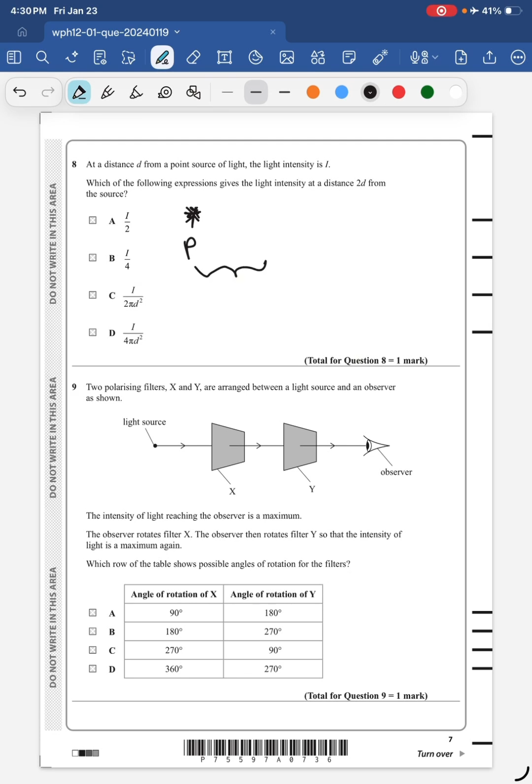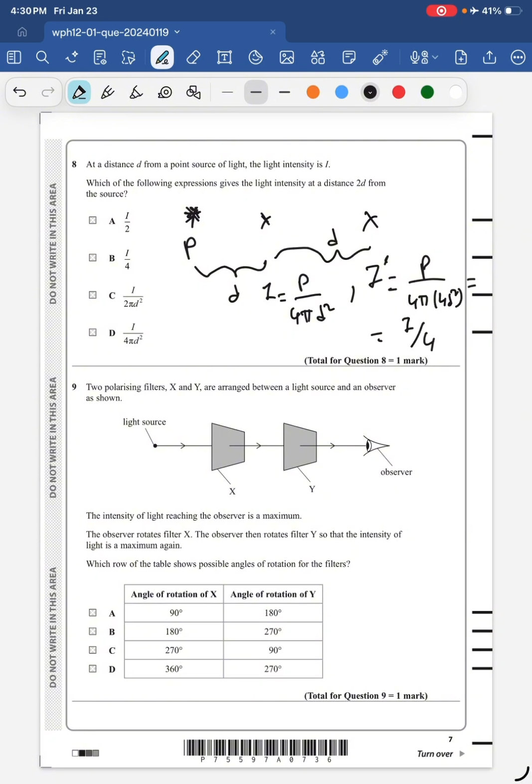So, this is d. Okay, the intensity here is P over 4 pi d squared, and then we add another d, and we want the intensity there, which is going to be P over 4 pi and then (d over 2) squared. Therefore, no, 2d, sorry, 2d squared is going to make 4d squared, right? Therefore, this is going to be I over 4, okay?